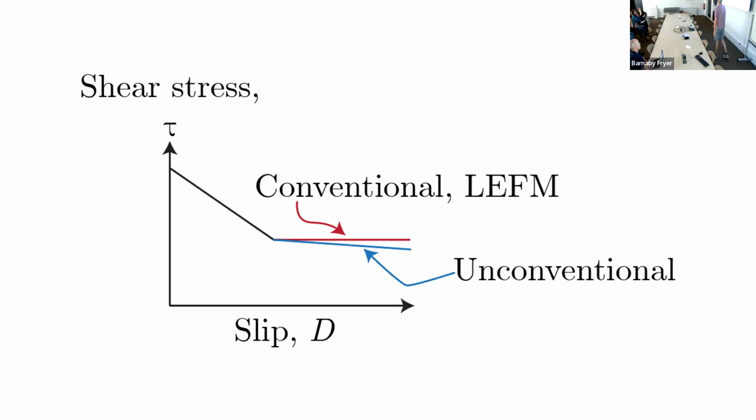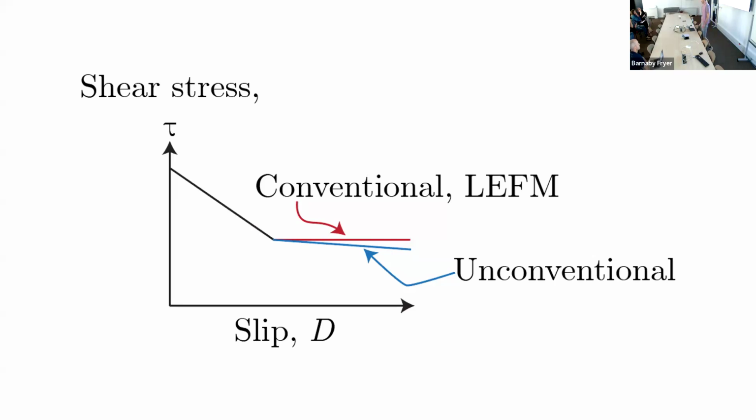So to talk about these two cases, the first one is the one I showed you, which is the standard case. It's a conventionally singular driven rupture. It's characterized by linear elastic fracture mechanics, has this straight line, this characterizable residual friction. And the second one is an unconventional singularity, which has reducing shear stress with slip.